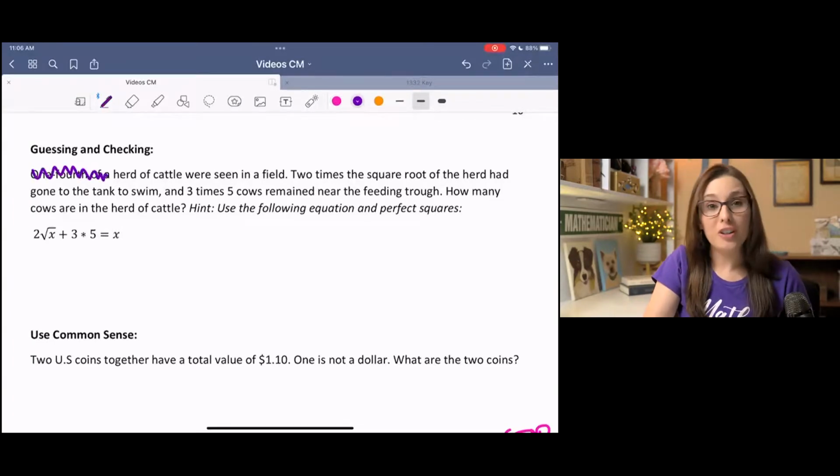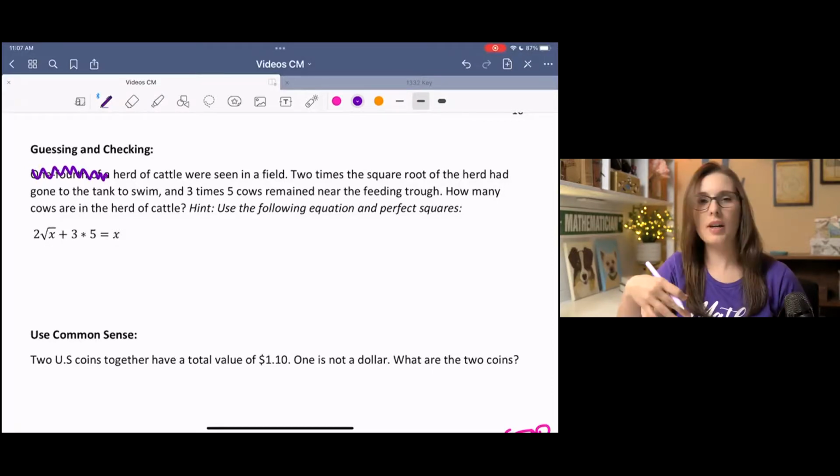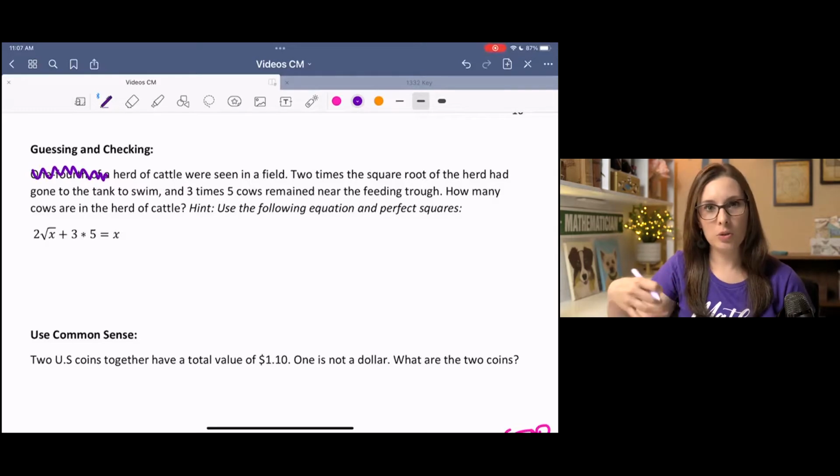a herd. A herd of cattle were seen in a field. 2 times the square root of the herd had gone to the tank to swim, and 3 times 5 cows remained near the feeding trough. How many cows are in the herd of cattle? So for this one, actually, it's kind of both. We're using guessing and checking, and we're using equations.